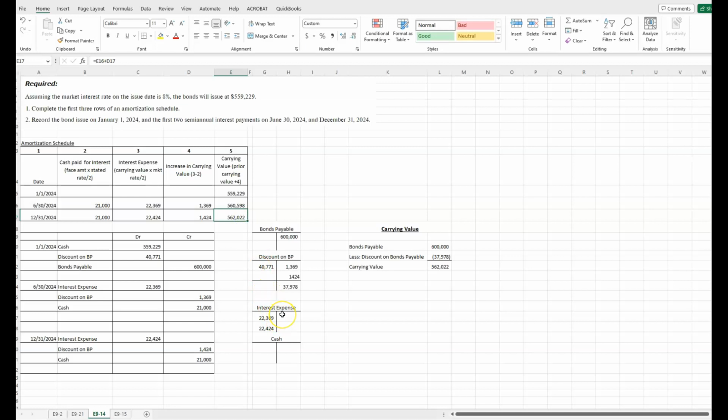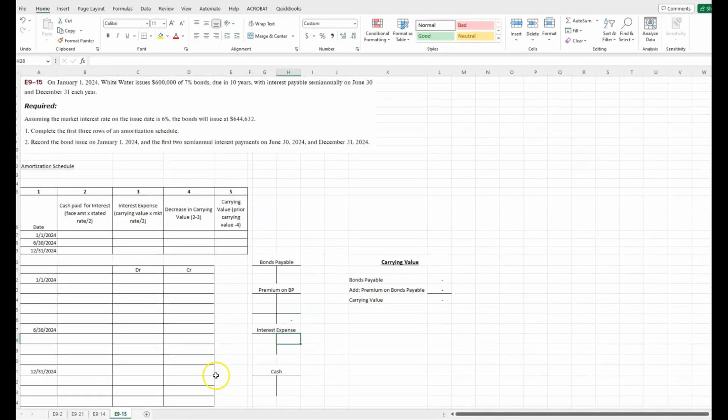Now I want to point out something. When you're doing a problem like this and it asks you for the interest expense for the year of 2024, you would have to add both of these numbers together to get that interest expense. That's the amount that gets posted to the interest expense account. Okay, that's a bond that issued at a discount. Now let's try one that issues at a premium.